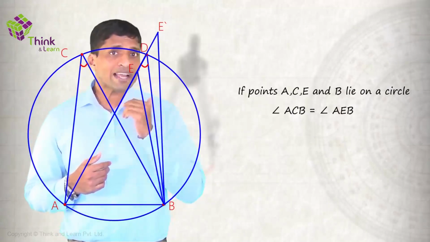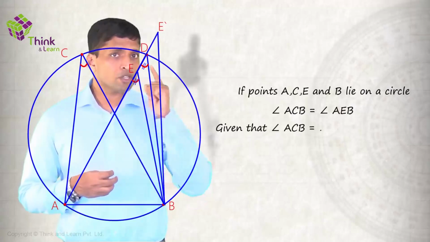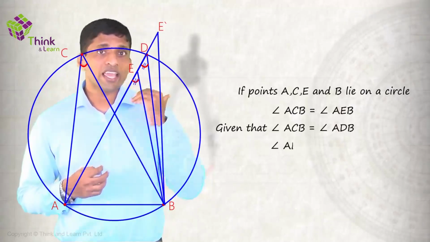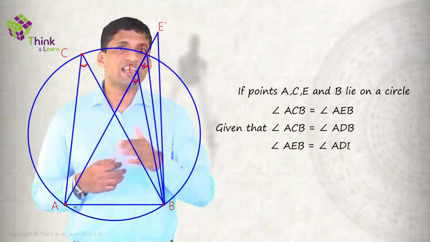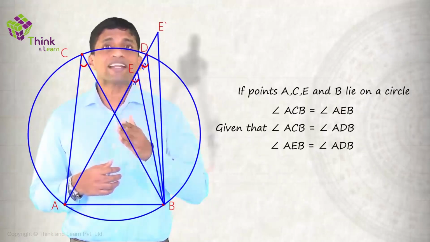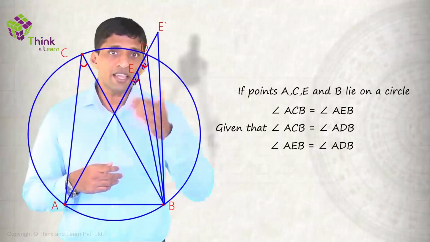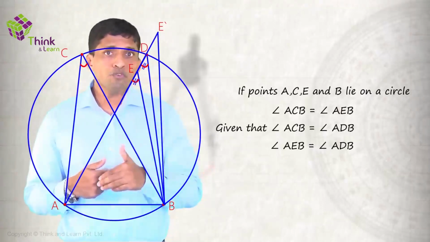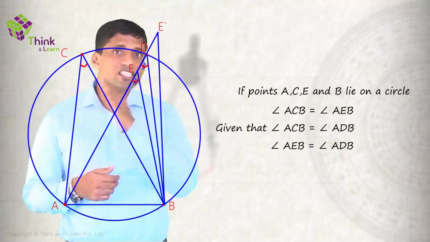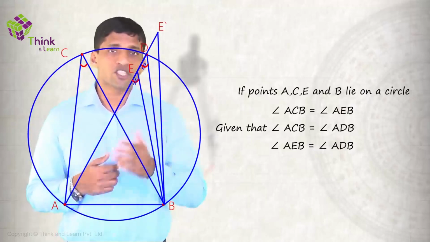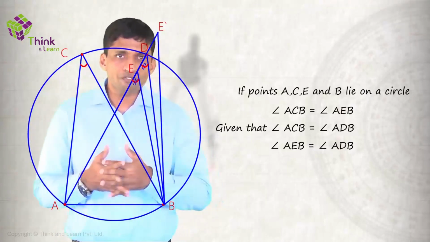Now we also know that angle ACB is equal to angle ADB, because that's given. So if you compare these two, angle AEB equal to angle ADB, now this is practically possible only when E is coinciding with D. Hence, we prove that A, B, C, D are concyclic or that they lie on a circle. So it's a very simple proof.